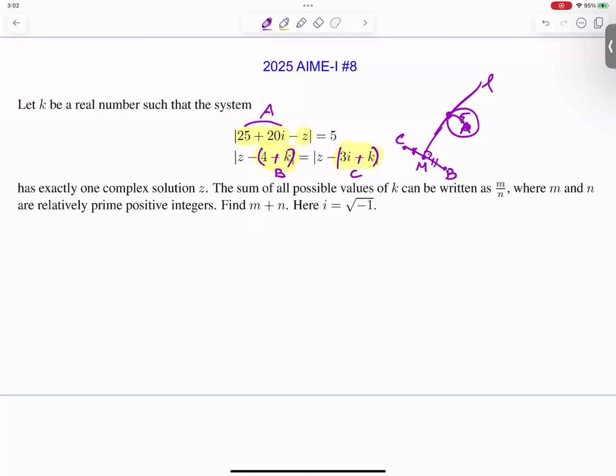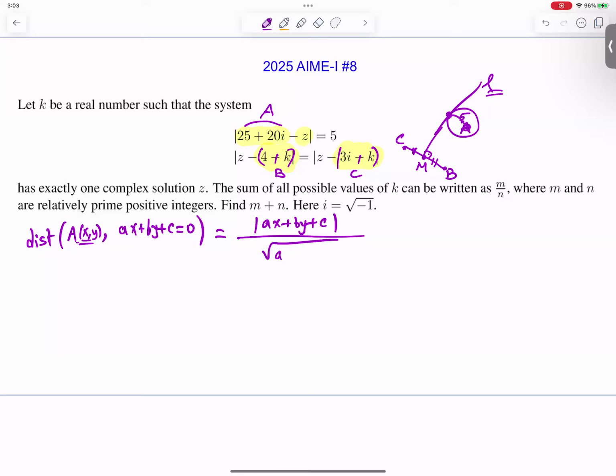We are given everything in terms of K, and we are going to find this line equation and then write the distance formula from a point to a line. So let's remember that distance formula first. The distance from a point A, say with coordinates x, y, and a line with equation ax plus by plus c equals 0 is given by this. You plug in the coordinates of A into this expression of the line, take the absolute value, and divide by the square root of the sum of squares of the x, y coefficients.